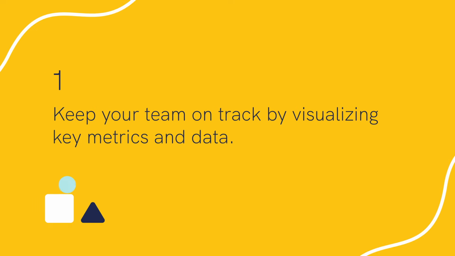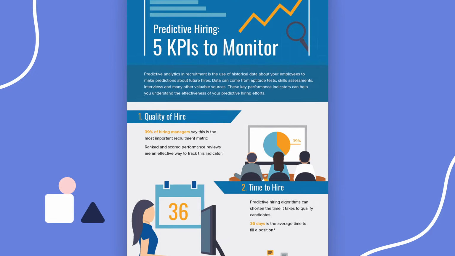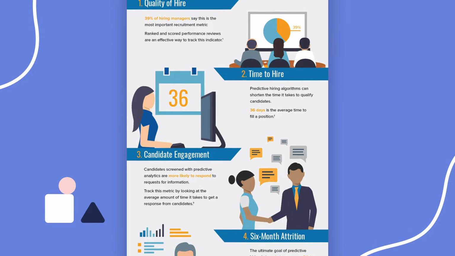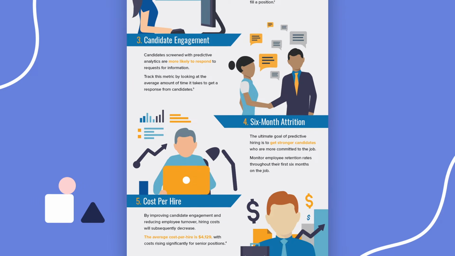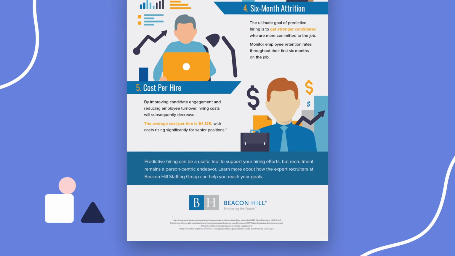Number 1 is to keep your team on track by visualizing key metrics and data. Data-heavy information can be difficult for some team members to grasp at work. Create and share easy-to-understand visuals with your team through infographics. Make those numbers and metrics stand out with the right colors, icons, and images.